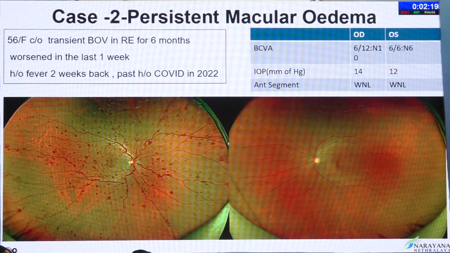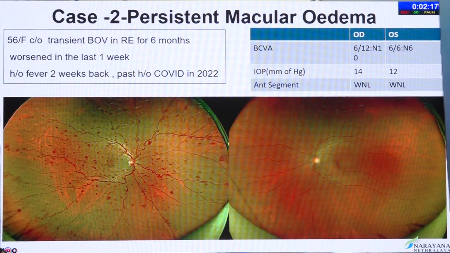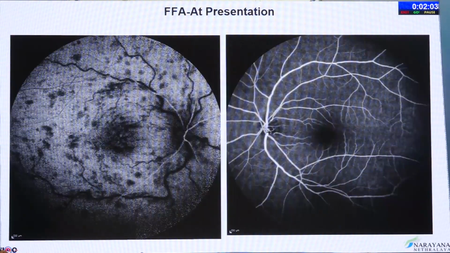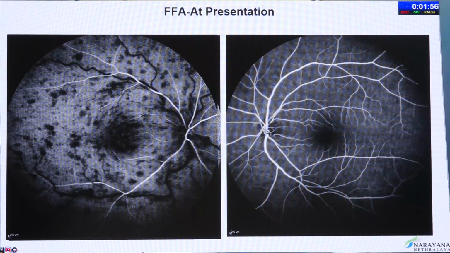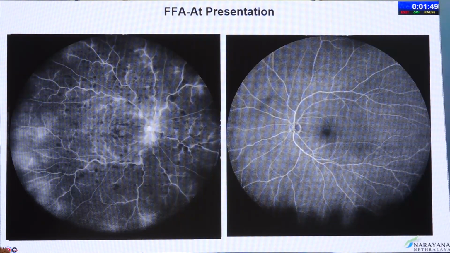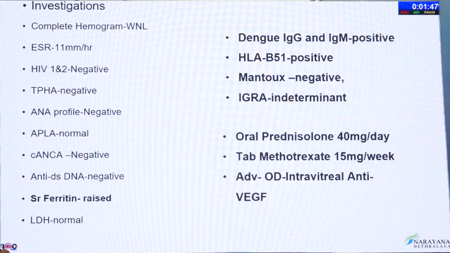Next case is a persistent macular edema, a 56-year-old female, presented with transient blurring of vision in the right eye for 6 months. There was a history of fever 2 weeks back, where we could see central retinal vein occlusion in the right eye with macular edema. Left eye OCT was normal. FFA shows block fluorescence corresponding to the areas of retinal hemorrhages in the right eye. In the late phase, we could see the disc leak and staining of the vessels with leakage. And this is a diffuse perivascular leak with a disc leak in the late phase.